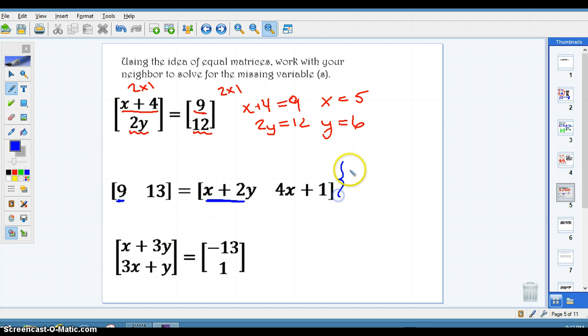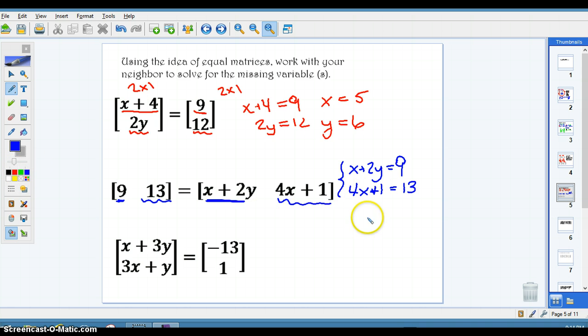Good. In the other problem, this cell is equal to this cell right here. So x plus 2y is equal to 9. This looks fancy. And then 13 is supposed to equal 4x plus 1. That looks like a system. We just took a test on systems. Take a couple minutes to solve that system.